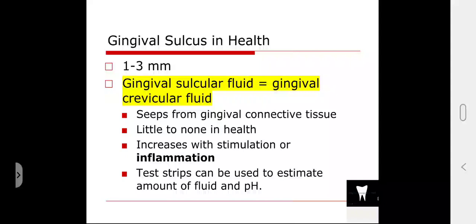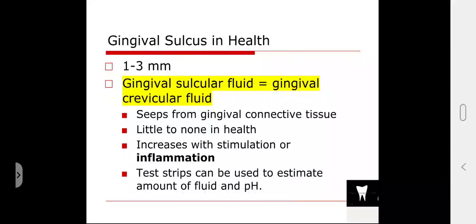In health, you're going to have little to no gingival sulcular fluid or gingival crevicular fluid. It seeps really from that gingival connective tissue, but it increases. You'll have more of it when you have inflammation.